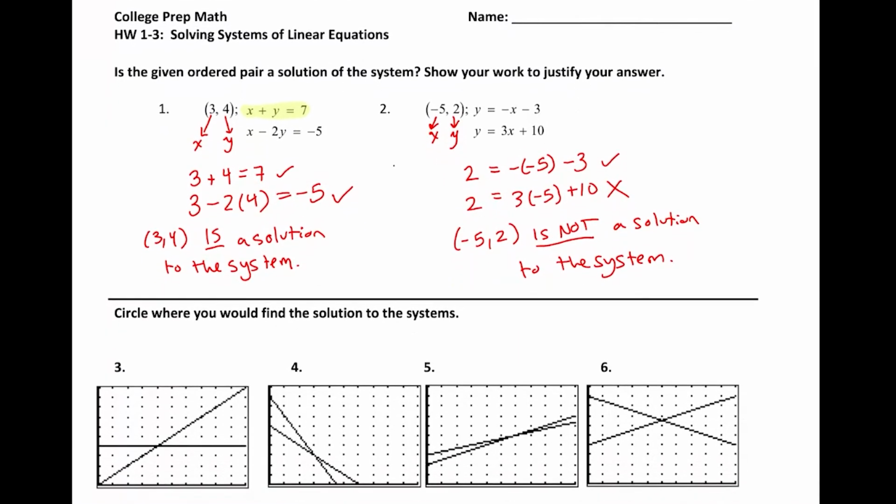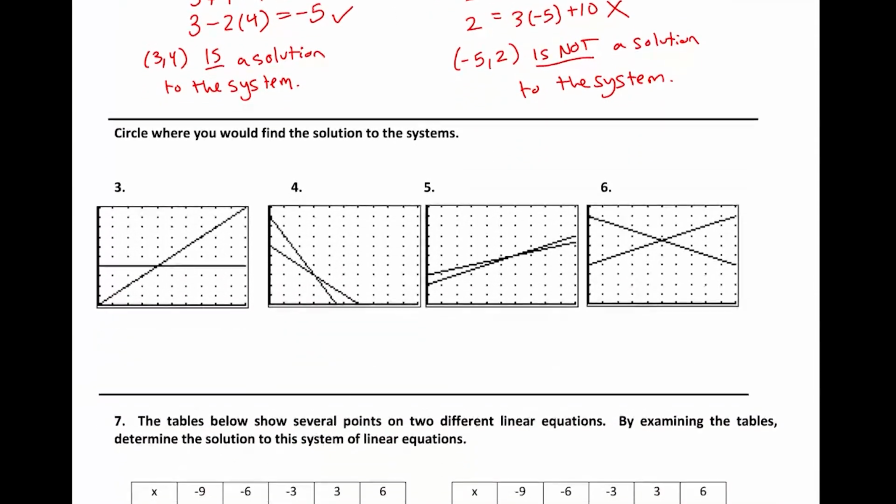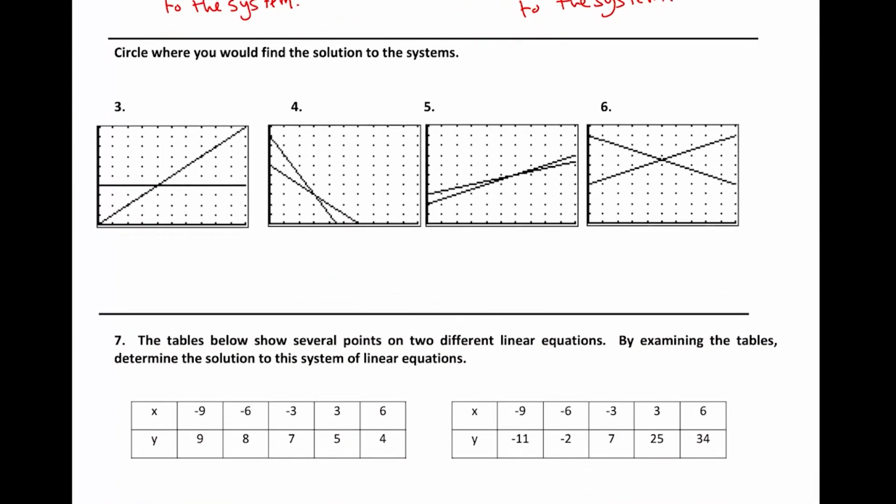Now, when you look at a system of equations on a graph where you essentially graph both lines, you are going to find the solution where the lines intersect. So there's not really any work to show for any of these problems. Number 5 is a little vague there, but it's going to be somewhere around there. Basically, what we're trying to identify here is that the solution is that point where the two lines cross.